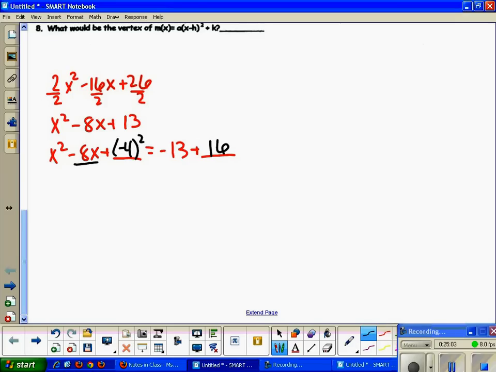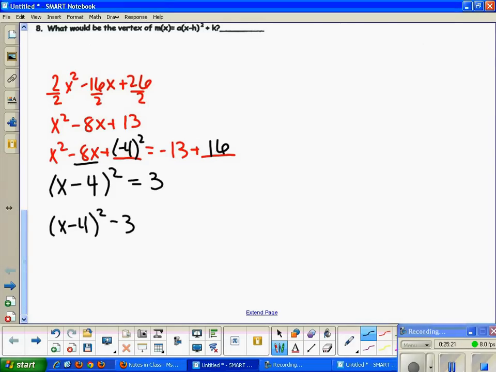So that's actually 16. So then when I write this, I can now factor that, which becomes x minus half my linear term, all squared, equals 3. And then I'm not done because I want to take my 3 back to the other side for transformation form. So x minus 4 squared minus 3 equals 0.